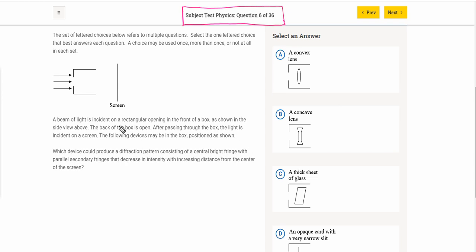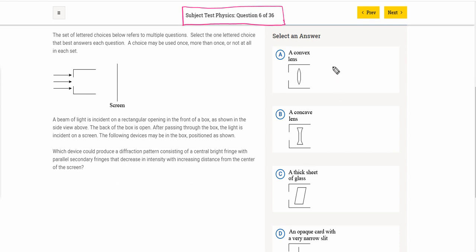In this question we have been given a diagram, and it says a beam of light is incident on a rectangular opening in front of a box as shown in the side view above. The back of the box is open. After passing through the box, the light is incident on a screen. The following devices may be in the box positioned as shown. Which device could produce a diffraction pattern consisting of a central bright fringe with parallel secondary fringes that decrease in intensity with increasing distance from the center of the screen?